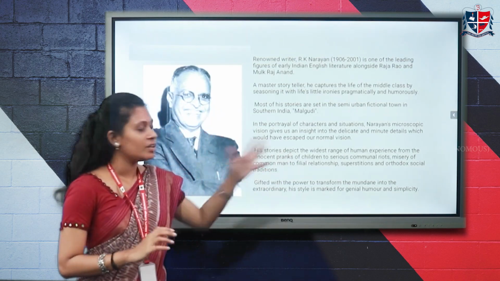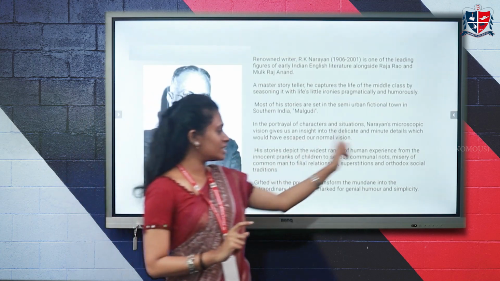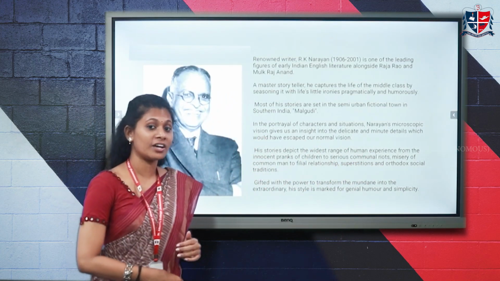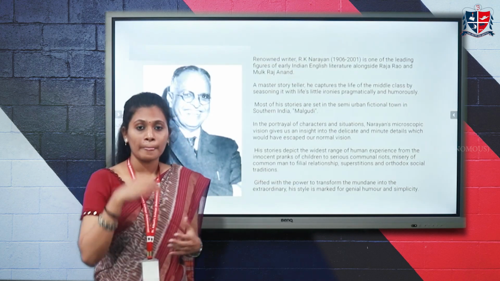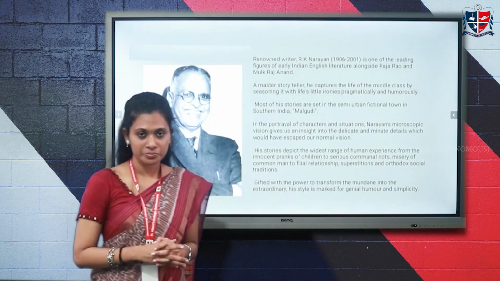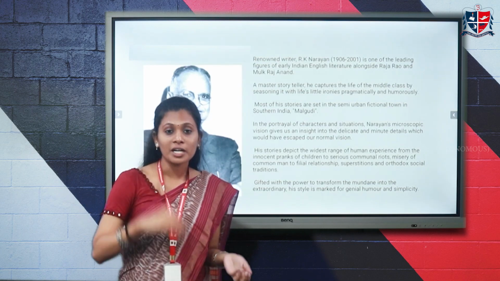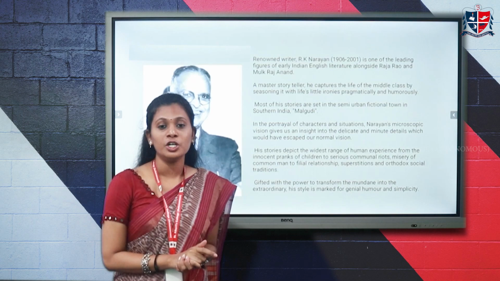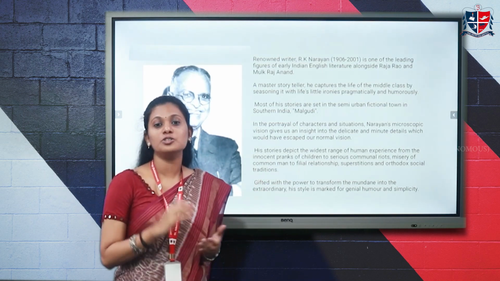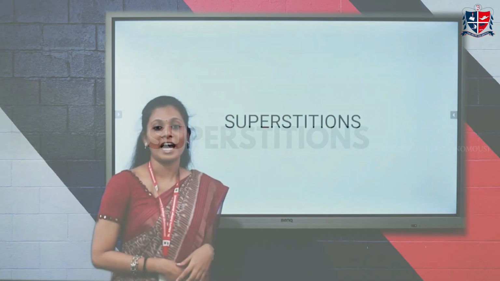So here, let's move on to the short fiction. And today, it is this area that we are focusing on: superstitions and orthodox social traditions. Now, again, being an Indian English writer, there are a lot of beautiful aspects in his work which mention our culture. So here he is talking about superstitions. Yes, superstitions is the theme which we are focusing on today in this work, Antidote.